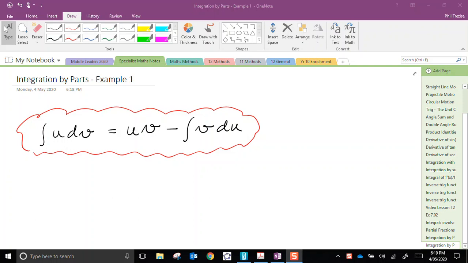Hi everyone, welcome to the first example of using this formula for integration by parts. Now let's imagine we had to perform the integral of, let's see, what's a good one? x multiplied by the cosine of x with respect to x. Now this expression forms the left-hand side of our formula.